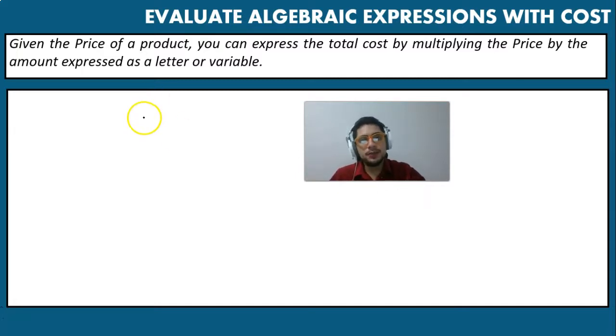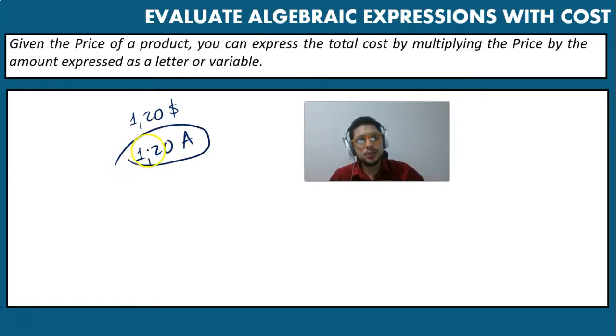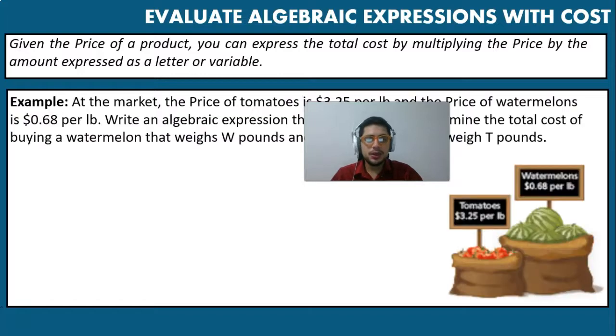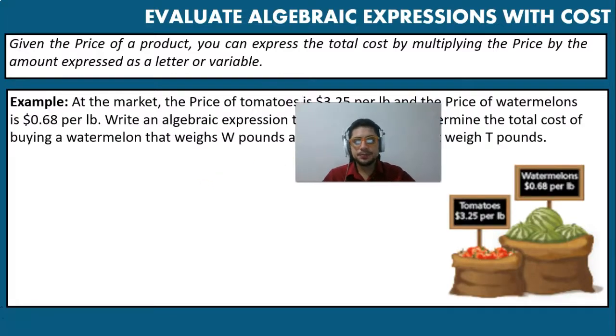So for example, if you have an apple and each apple costs $1.20, then the cost of A apples is going to be $1.20 times the amount of apples that you buy, which is A, for example, right? So that is the easiest way in which you can express the total cost. If you have more than one thing, you just keep adding them. So let's see today's problem.